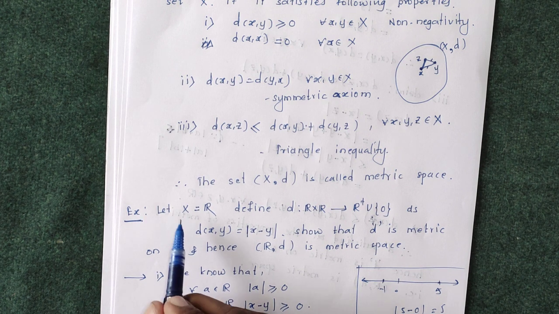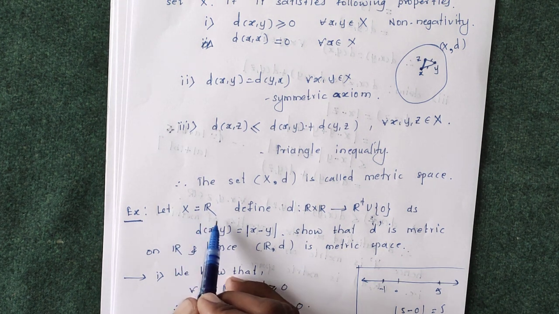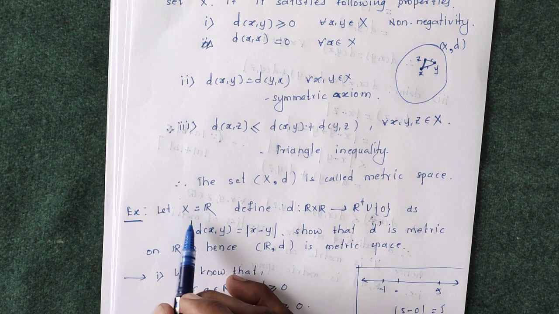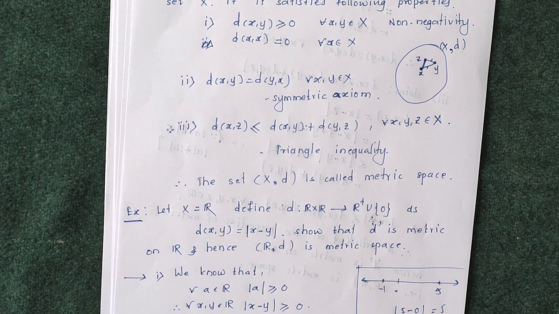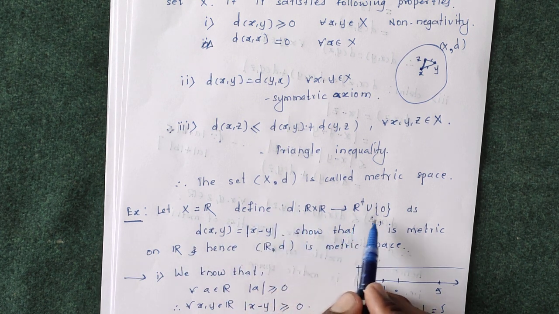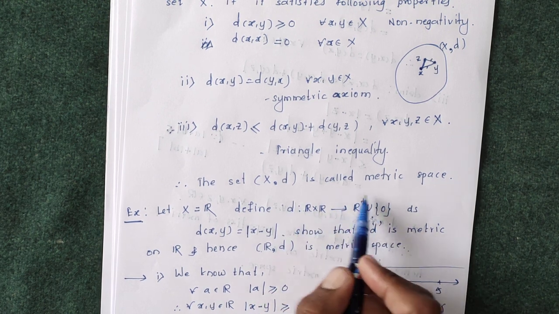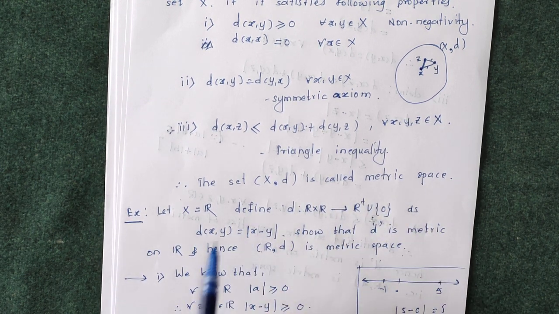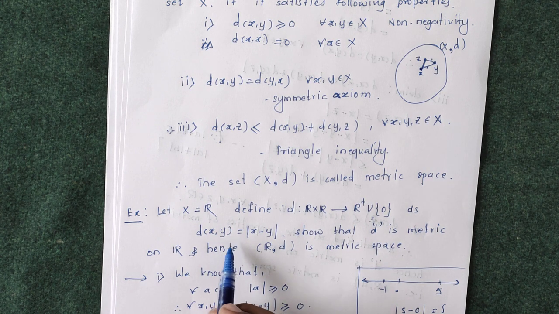In the first example, we have taken X is equal to R, and we know that R is a non-empty set, and we have given the function D from R cross R to R plus union singleton 0 as D defined as distance of xy is equal to mod of x minus y. This metric is called the usual metric or standard metric.